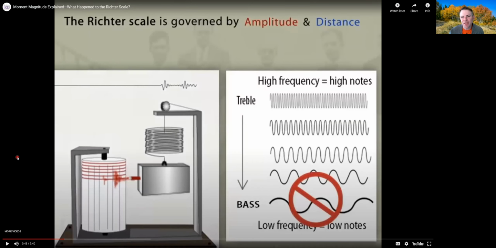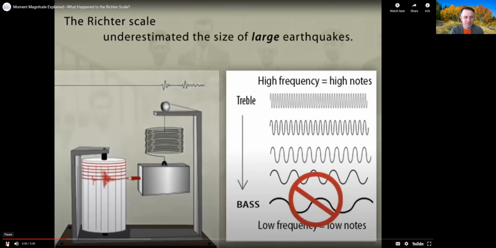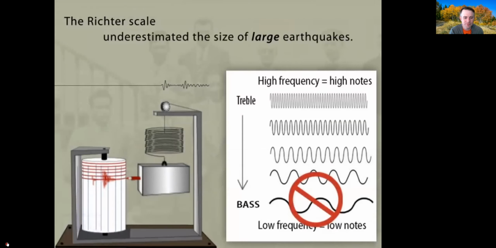So the old Richter scale, what they were saying and what we're picking up from here, is it just wasn't sensitive to really big earthquakes. And so they had to come up with a different way to measure. That meant that the Richter scale underestimated the size of large earthquakes.